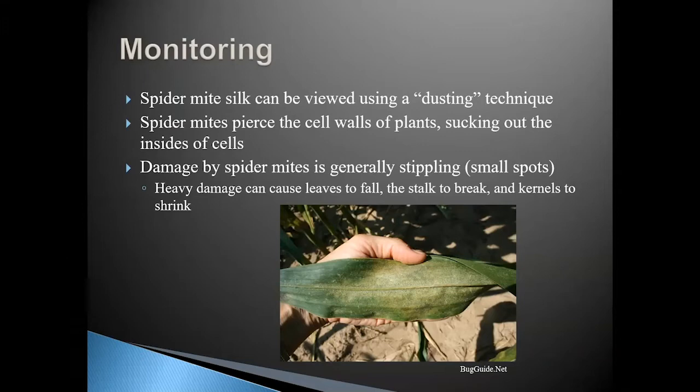And with enough of this damage, spider mites can also cause the leaves to fall, the stalks to break, and the kernels to shrink. So in those nice, warm, dry conditions, there can be rather noticeable effects in the cornfields.